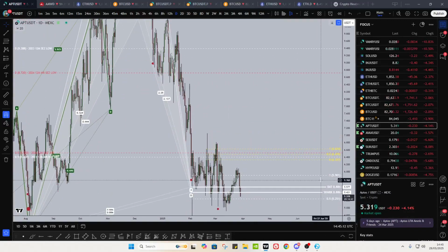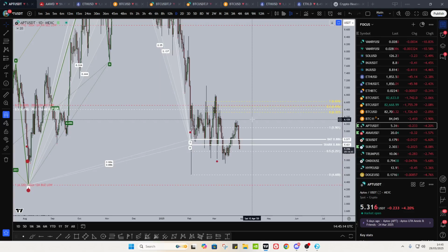Back below the BAT 886 and the Shark 886, which is why this is also another reason I've just not done any additions to my bags, because look, price action hasn't been clean. It's what it is. Everyone's trying to be a hero, thinking they've caught the bottom, thinking they've caught the top. We're just gonna wait for structure to form. We just need good structure to form.